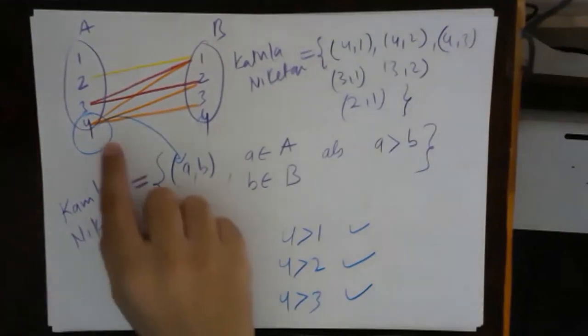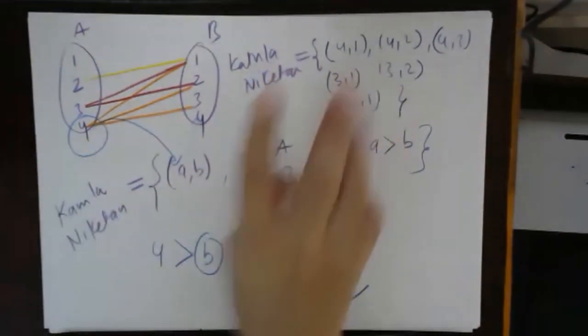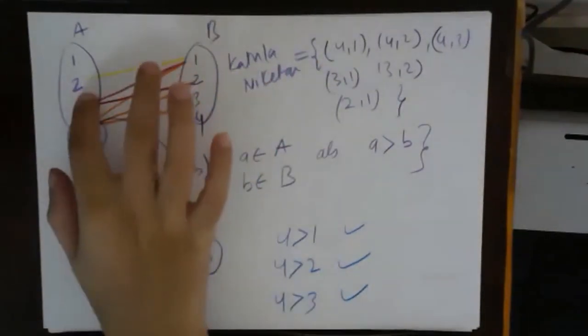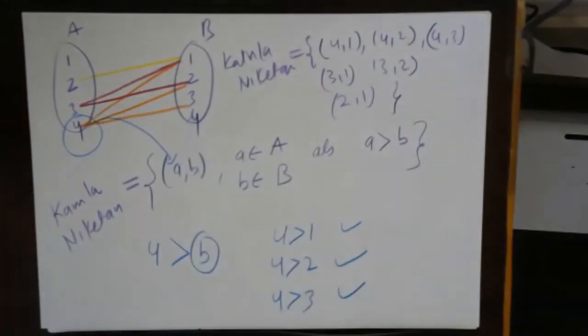So here, how many images does 4 have? 4 has 3 images. How many images does 3 have? 3 has 2 images. How many images does 2 have? 2 has 1 image. How many images does 1 have? 1 has 0 images. That's it for today.